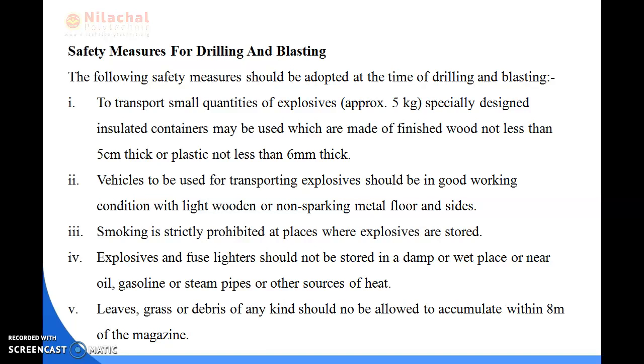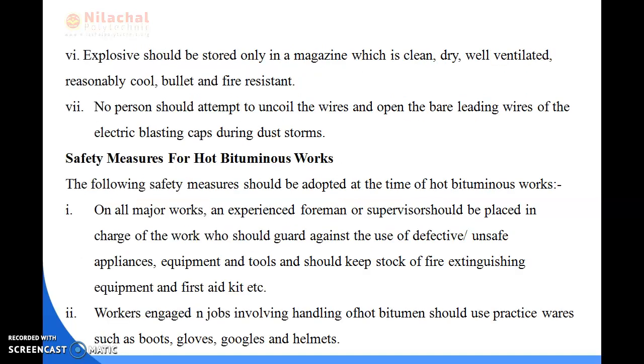Next is, explosives and the fuse lighters should not be stored in a damp or wet place or near oil, gasoline, etc. Next is, explosives should be stored only in the magazine which is clean, dry and well ventilated. So these are all about the drilling and blasting. In the next slide we'll be reading about safety measures for the hot bituminous work.